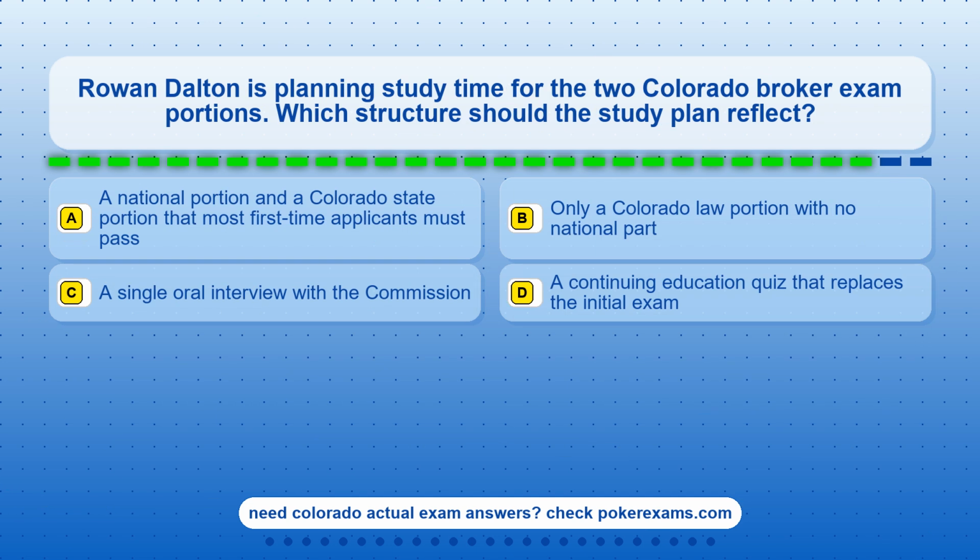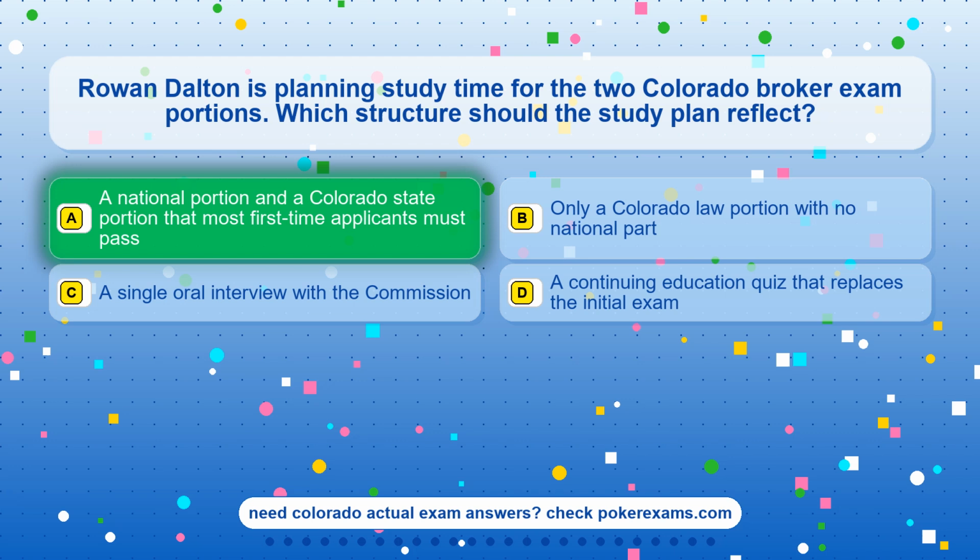Question 2. Rowan Dalton is planning study time for the 2 Colorado broker exam portions. Which structure should the study plan reflect? Option A. A national portion and a Colorado state portion that most first-time applicants must pass. Option B. Only a Colorado law portion with no national part. Option C. A single oral interview with the commission. Option D. A continuing education quiz that replaces the initial exam.